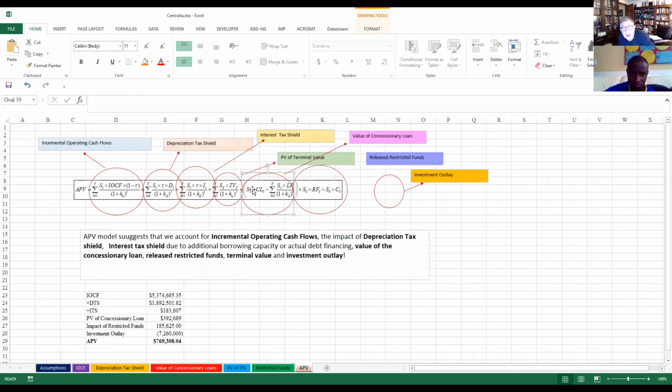So if you go back to here, this component is the value of the concessionary loan. This is S0 times CL0. CL0 is the concessionary loan, which is 4 million euros. We converted at 1.32 into dollars, and then we subtracted the present value of all the loan payments at the actual cost of debt. So that difference is our benefit, or the value of the subsidized loan.